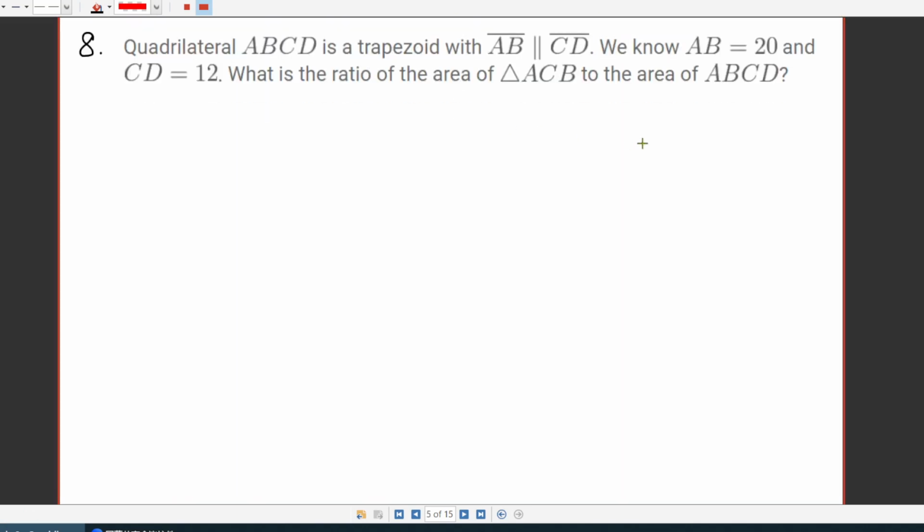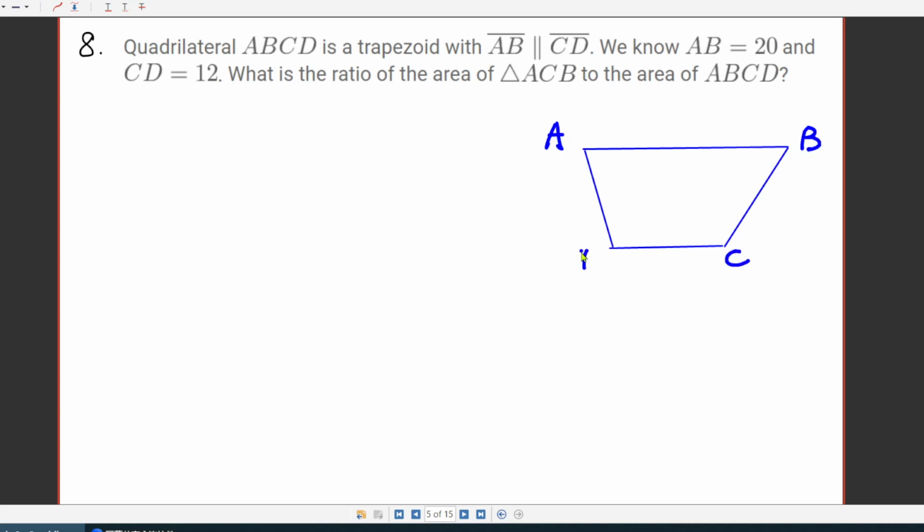Okay, first of all, let's draw a diagram to illustrate this situation here. So basically you have a quadrilateral ABCD, which is a trapezoid. Let's draw the trapezoid first. And we know that AB is longer than CD, right? So AB is here, CD is here. AB is 20 and CD is 12. And then it says we need to find the ratio of the area of triangle ACB to the area of ABCD.